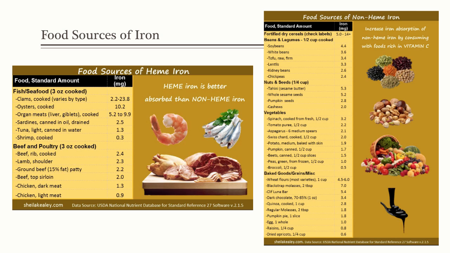If you eat non-heme iron and you want to increase its bioavailability in the body, you can actually eat it with a heme source of iron, such as spinach with chicken or lentils with fish. It's very interesting to note that beef only contains 2.4 milligrams of iron compared to spinach, which contains 3.2 milligrams of iron.